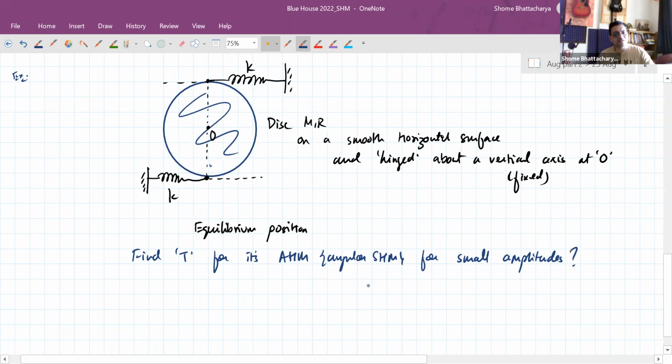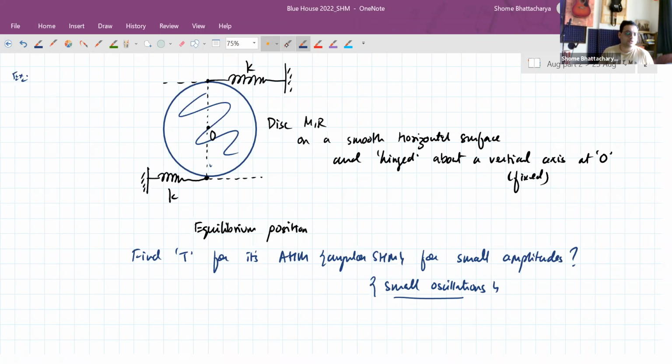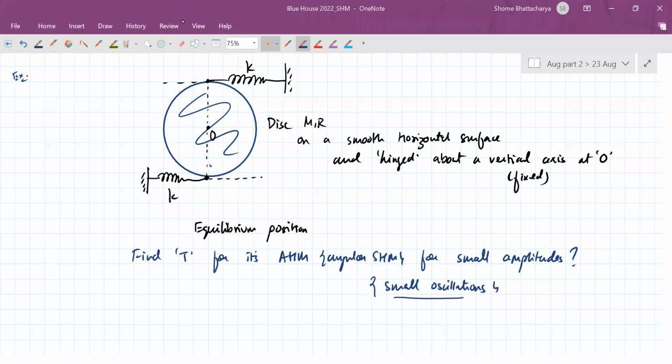In simple terms, this kind of thing is just called small oscillations. The term small oscillations means oscillations with small amplitude. It can be linear, it can be angular, it doesn't really matter. The term small oscillations covers all that. So basically you have to again work out from the dynamics that if you give it a small angular displacement about the hinge, it will have the condition for angular harmonic motion. And from that condition, you find out the value of omega square and from that the time period.